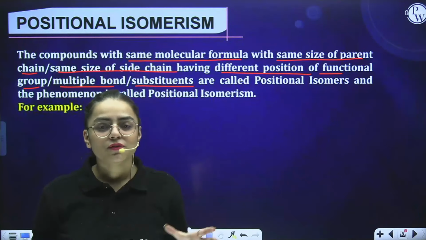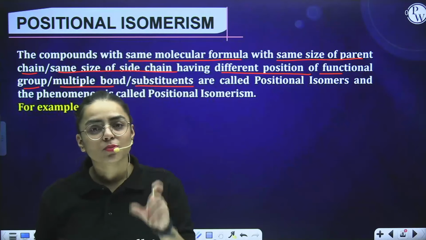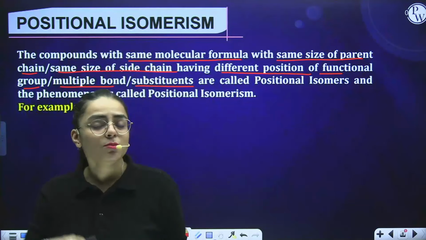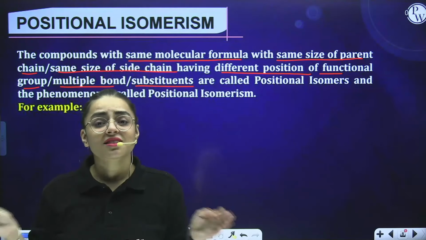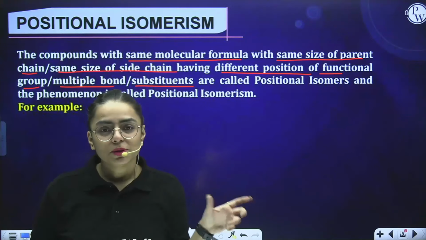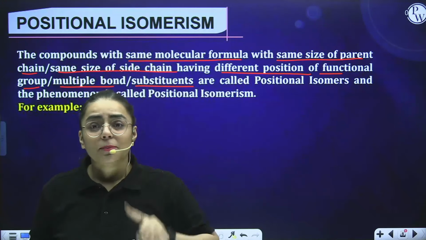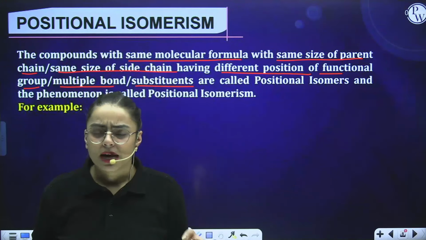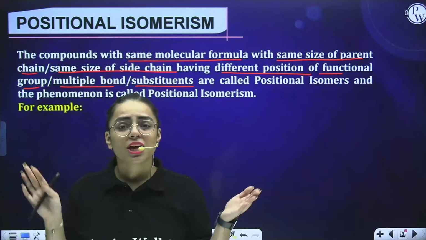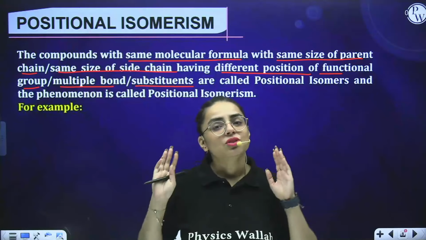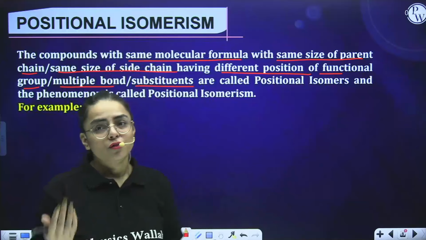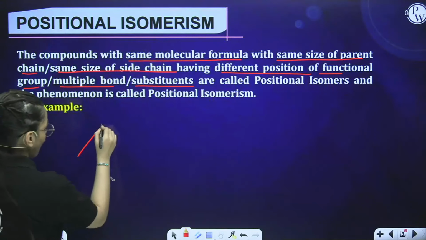Like in the very first case, you will observe that the methyl group is attached to the second carbon atom, but if I change its position from the second carbon atom to the fourth carbon atom, that means there is a change in the position of the substituent, or a change in the position of the double bond. The double bond is present between the second and third carbon atoms, but in the second compound it is present between the fourth and fifth carbon atoms, so there is a change in the position of the double bond. That is referred to as position isomers. Now let us take an example for position isomers.